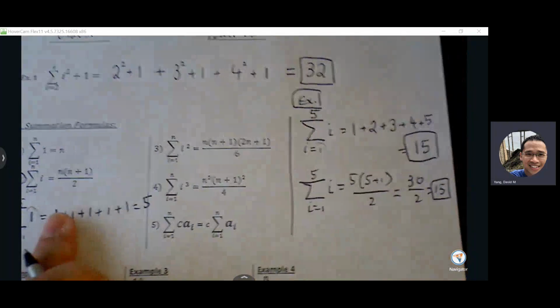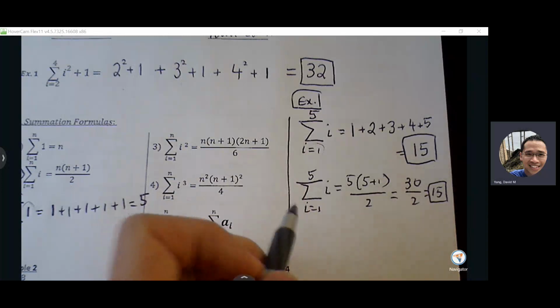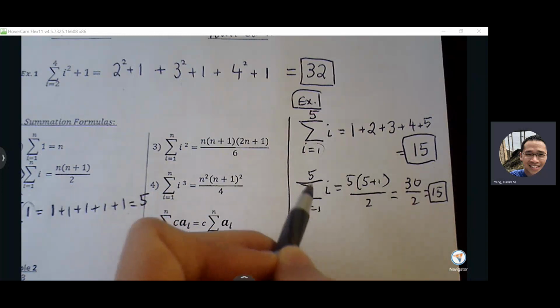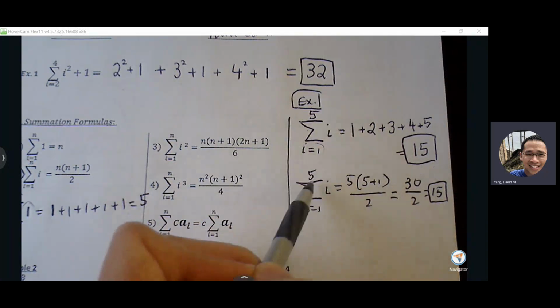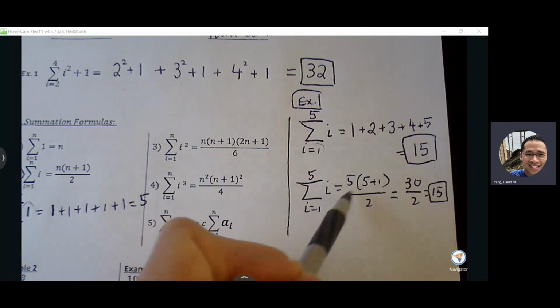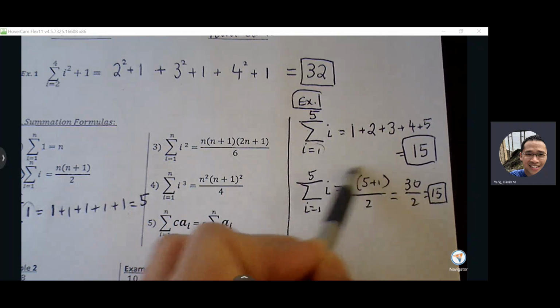So I want to first prove to you that this rule works. And then you can imagine this is going to be a lot better and faster, especially if we have like 100 terms or 200 terms, right? Rather than having to add up all the terms, this is going to help us get to that sum a lot faster.